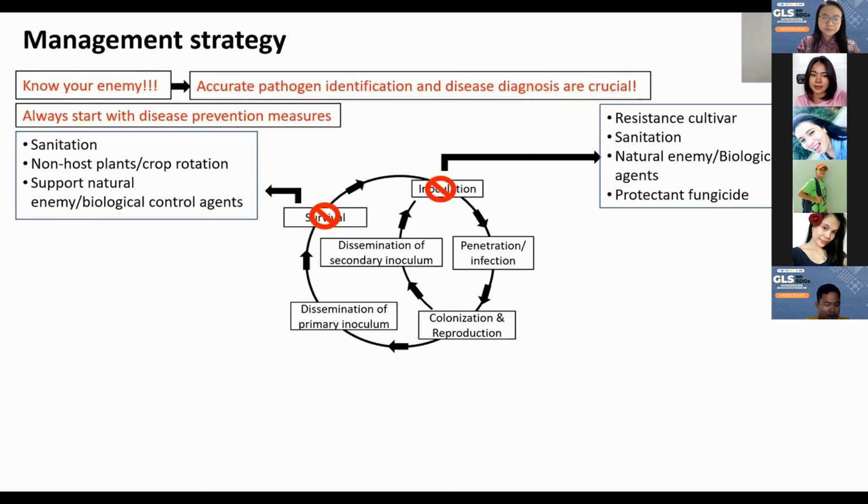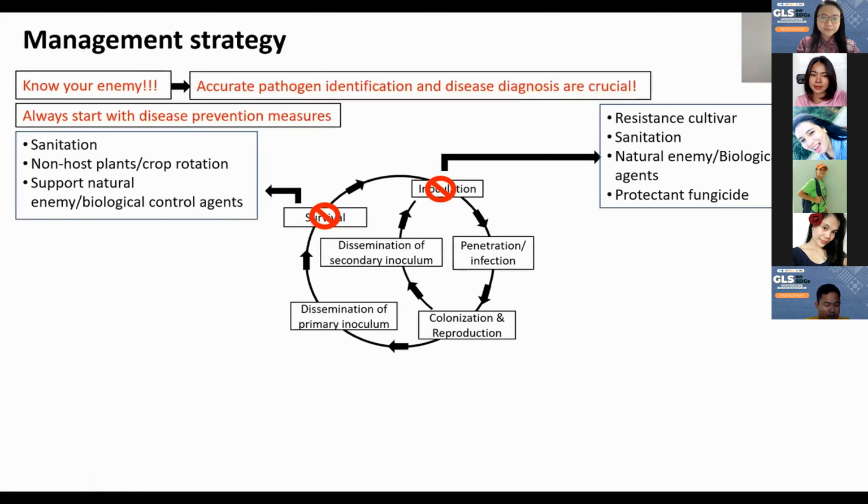All right. Now, how about when the pathogens are already on the plants, on the surface of plants? Inoculation. What can we do to suppress the pathogens at this stage? Well, some of the things that we can do are: one, planting resistant cultivar if available. By planting resistant cultivar, we might prevent pathogens to develop further and prevent infections.